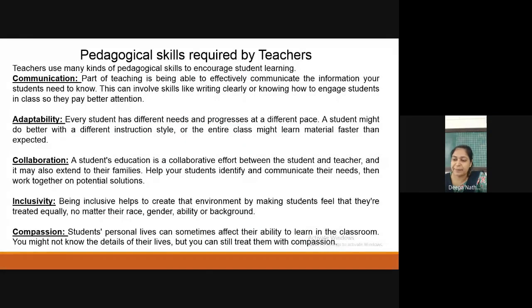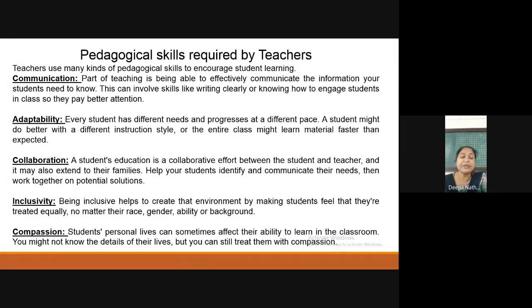Pedagogical skills required by teachers, communication being the most important one. See, I don't know anything about the content, but if I have good communication skills, I'll come to you and I'll explain to you and you gain the knowledge. Adaptive. A facilitator, in other words, should be adaptive to every situation. If my technology is not working and I'm in an online session, I'll mute, I'll switch off my video and go ahead with the session. Adapt to the situation, flip, do whatever, but go ahead with the class.